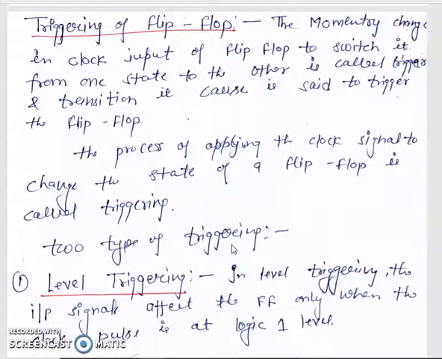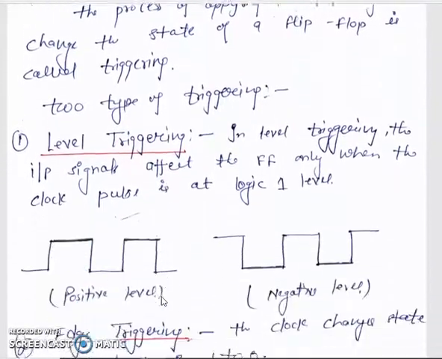Students, what is the meaning of triggering? Triggering is the process of changing the state of a flip-flop by applying the clock signal. Okay, that is triggering. There are two types. The first is level triggering and the second is edge triggering.